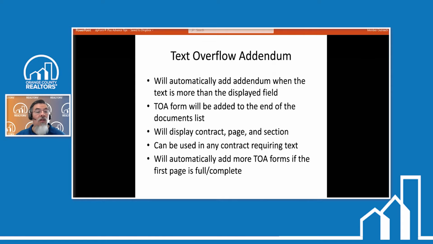And it will automatically add more TOA forms if the first page is complete. So if you have 1 page complete of all this extra text from a particular contract and you filled out that page, it'll automatically add another TOA form, text overflow addendum. Let's go ahead and give that a shot and see what that looks like.